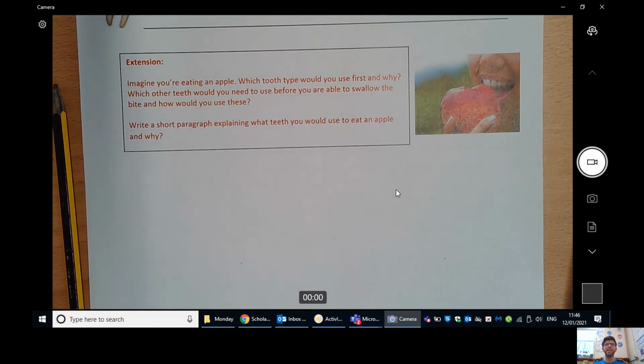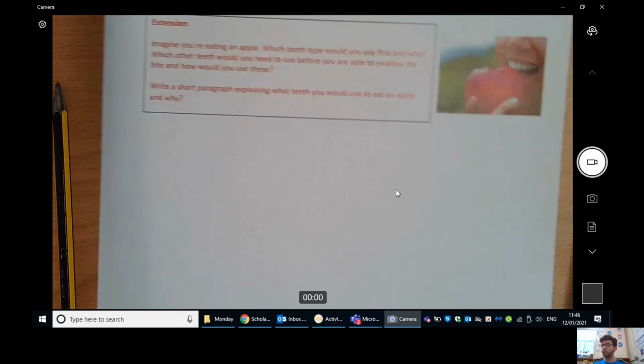So imagine you're eating an apple. Think about what tooth you would use first and why. Which other teeth would you need to use before you're able to swallow the bite? So first, what teeth would you use? Then what tooth would you use after and why? And then before you swallow.